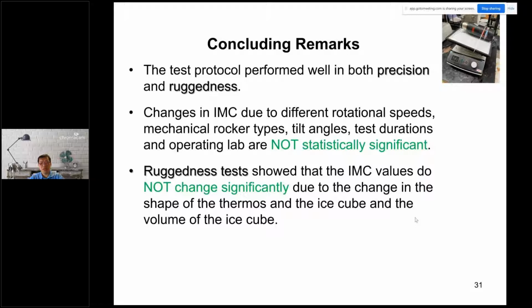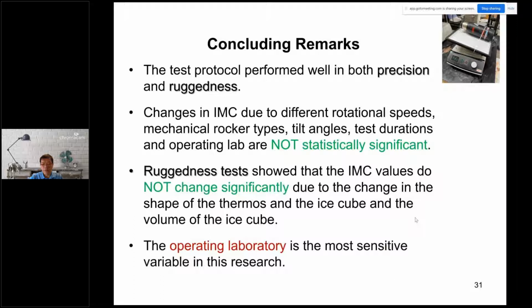Ruggedness tests show that ice melting capacity values do not change significantly due to changes in the shape of the thermals, the ice cube, or the volume of the ice cube. Now, the operating lab is the most sensitive variable in this research. Again, especially when we try to test it at a lower temperature like 0 degrees Fahrenheit.